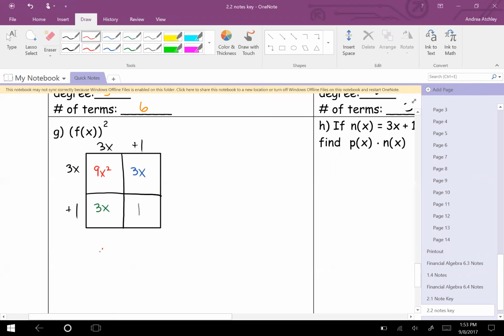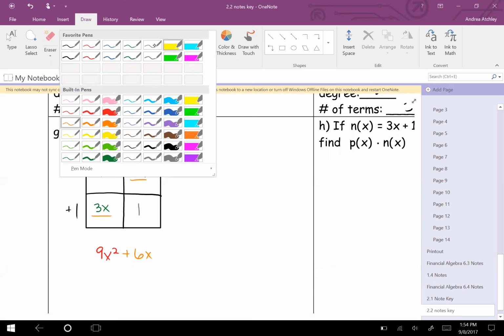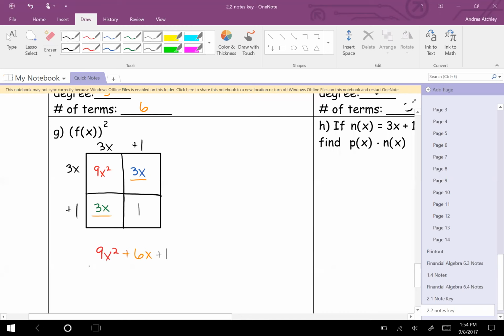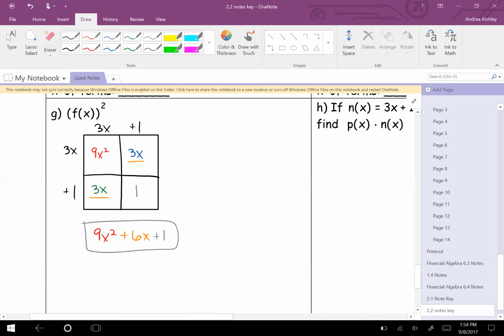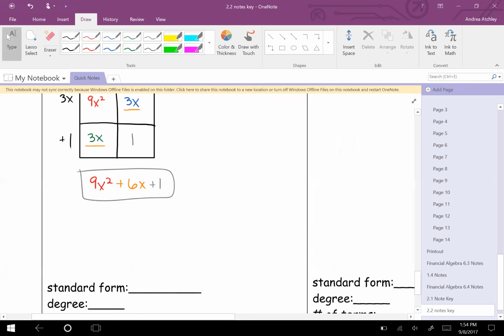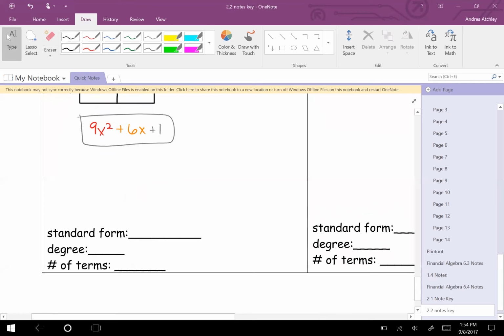So then I just have the 9x squared. I do have some like terms, the 3x and the 3x, they are the same sign, so I'm going to add them and get positive 6x. Then I just have plus the 1. And that's my new function now. Any questions over that? Okay, that's it in standard form. It too has a degree of 2, and its number of terms is 3. Any questions over that?